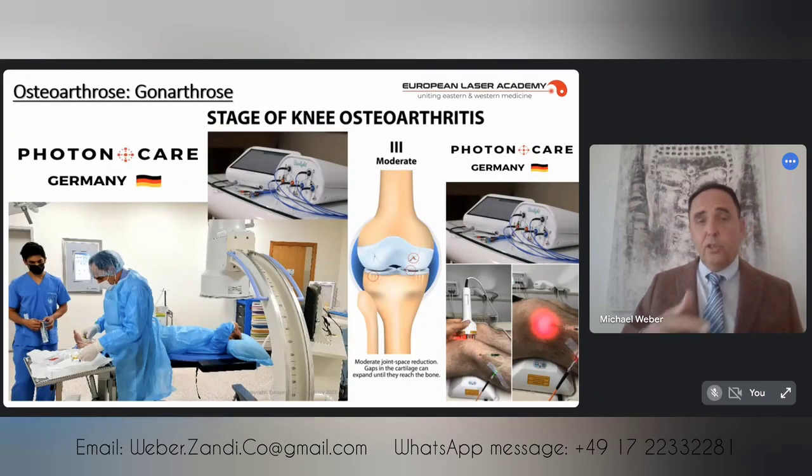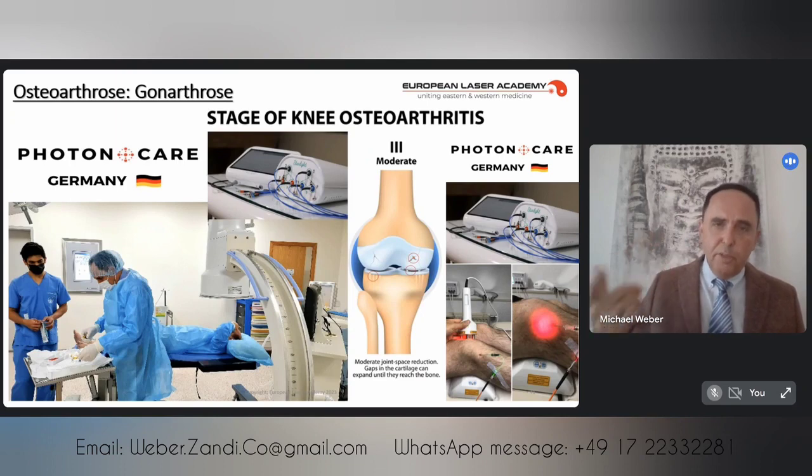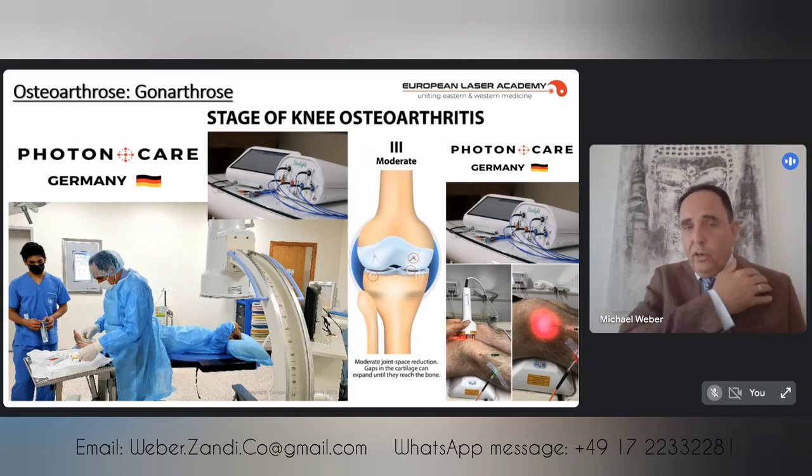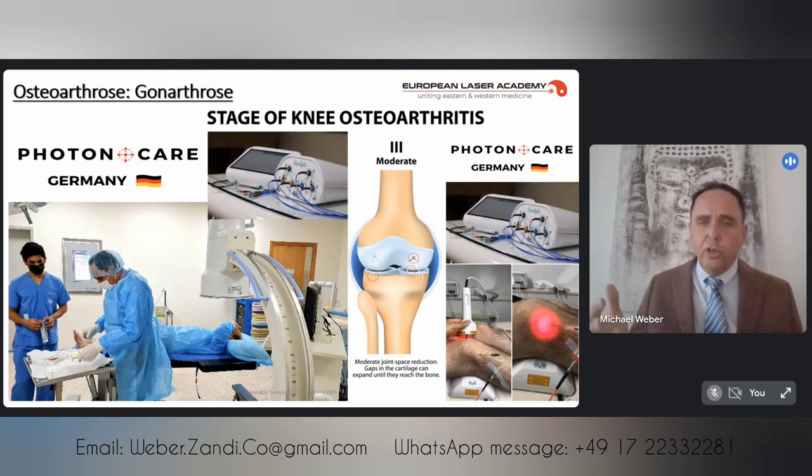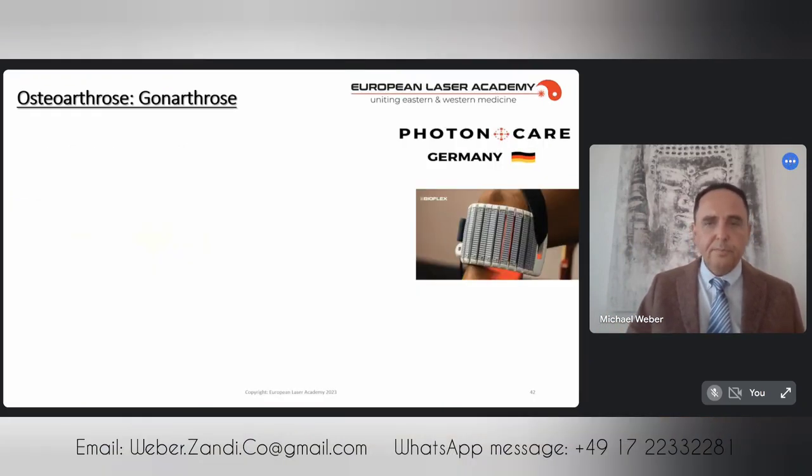Grade 3, it's almost where you can't avoid the orthopedic surgeon, you need total replacement of the knee. There we need almost the whole equipment. There we do, under sterile conditions and under imaging, injection into the knee joint or the hip joint, or omarthrosis in the shoulder joint. And after interstitial irradiation, we do external irradiation as well.